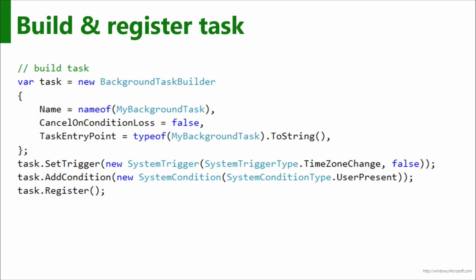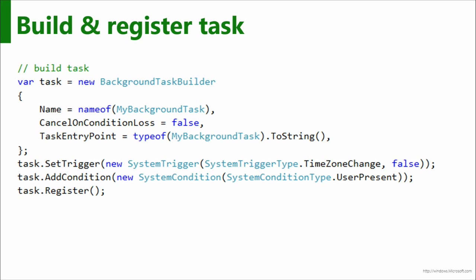And then finally, the entry point. So this is just the full string of the namespace and class of my background task. In this case, it's MyBackgroundTask, and I can say .ToString and it'll pull out the full name including the entire namespace so I don't get a typo. All of this, by the way, is different than Windows 8 because I can use things like nameof, which didn't exist in C# 5, so I don't have to have literal strings. I can rename my task if I need to, and I don't worry that those literal strings are now outdated.